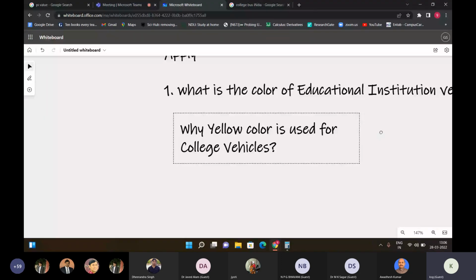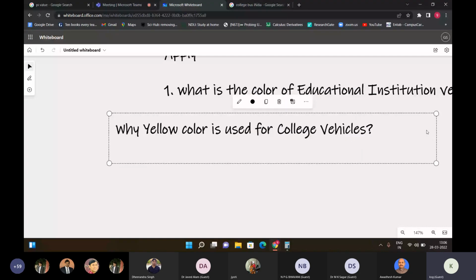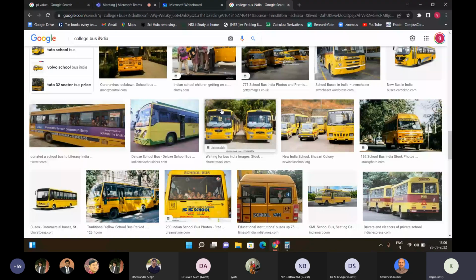There are so many colors available. You have a variety of colors: magenta, green, blue, red. But why is it that yellow color is used for college vehicles, and what is so specific in it? Now I am talking about a college vehicle in India.